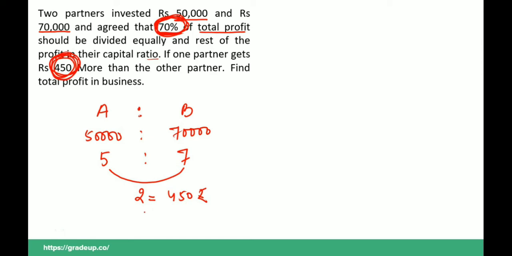So 2 is equal to 450, 1 is equal to 225 rupees. So if 1 is equal to 225 rupees, then I can find this 12, that is 5 plus 7, 12 is equal to 225 times 12. This is 2700 rupees. This 2700 rupees is nothing but your 30% profit.